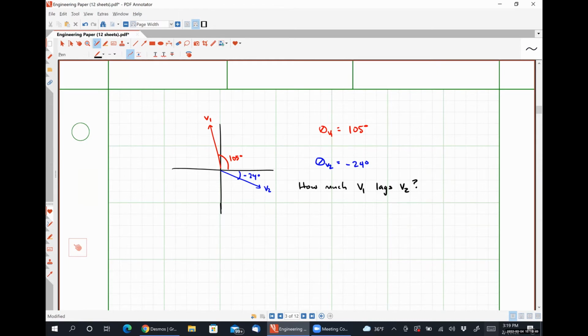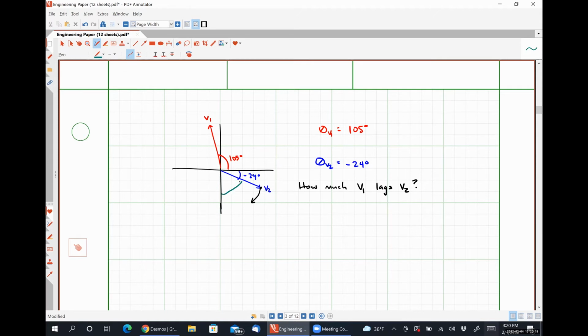So V2 is my reference here, all right? Because we're comparing what V1 is doing to V2. So whichever one is second effectively in the sentence is our reference. So we're going to start here. And since we're measuring lagging, we're going to go in this direction. So the answer would be, let me do it in, I guess, this color.